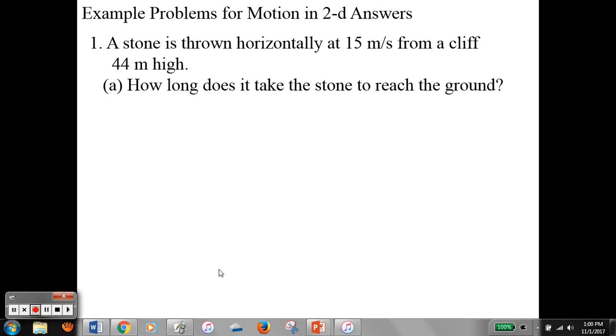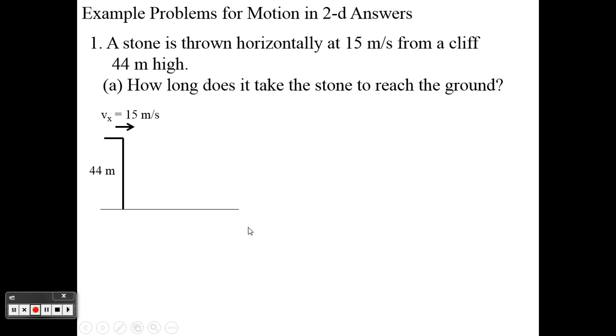Okay, here are example problems for motion in 2D. Number 1, a stone is thrown horizontally at 15 meters per second from a cliff 44 meters high. How long does it take the stone to reach the ground? Okay, so here's a diagram, cliff 44 meters high, and the horizontal velocity is 15 meters per second. Okay, the stone will take a parabolic trajectory to the ground.